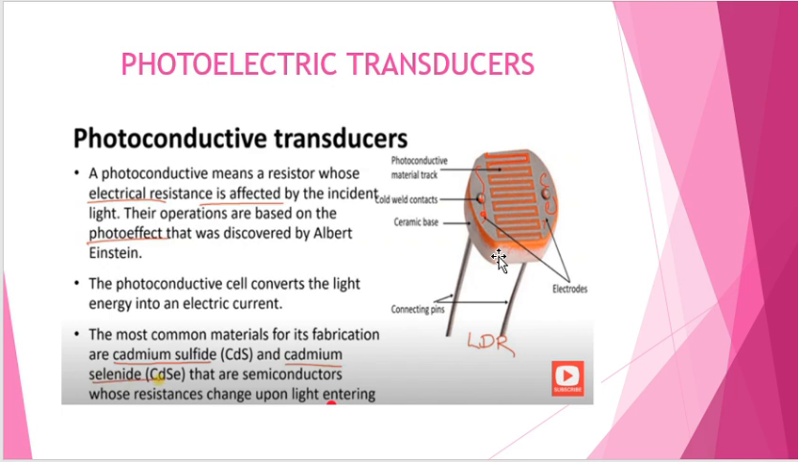But there are drawbacks to the photoconductive transducer. Their resistance varies due to temperature changes. If the temperature changes, the resistance will change too, which affects the light value. Also, it cannot be used for digital applications; it is more suited for analog applications.